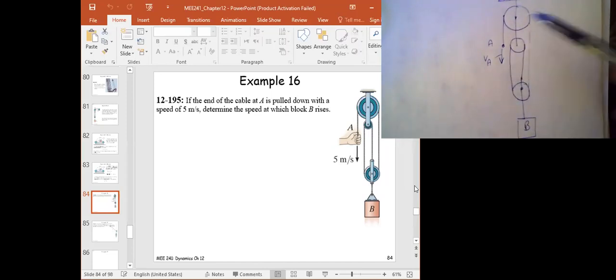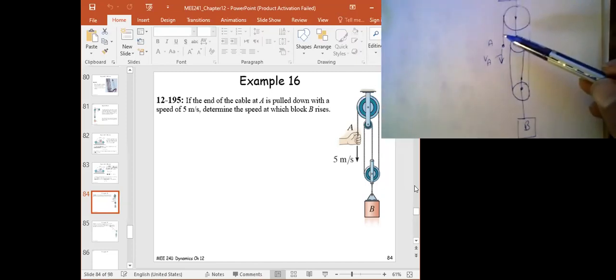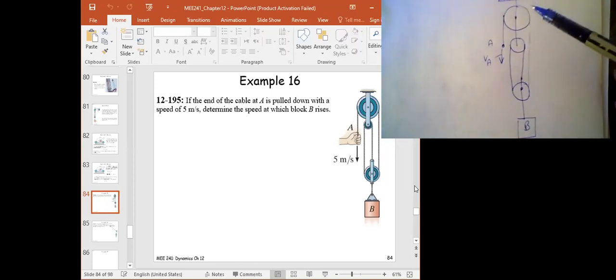Okay, let's just try to analyze it. So if the tension here, let's look first into the tensions. Usually, if the tension increases, then what happens to the velocity?